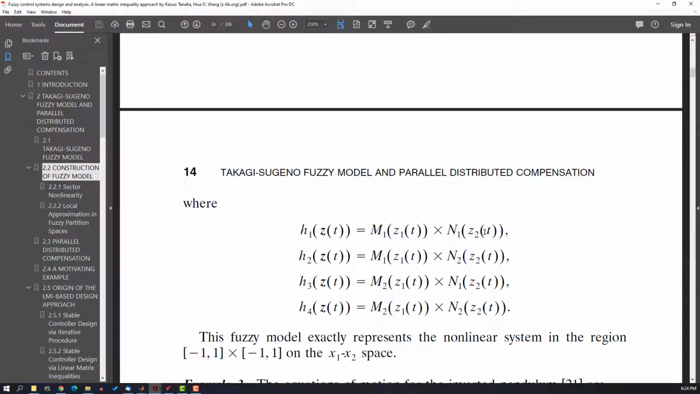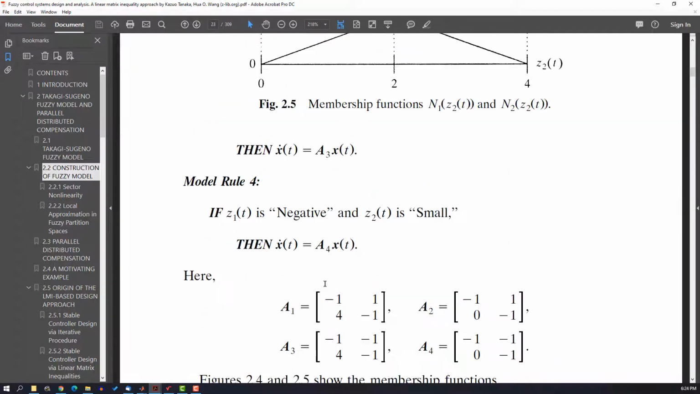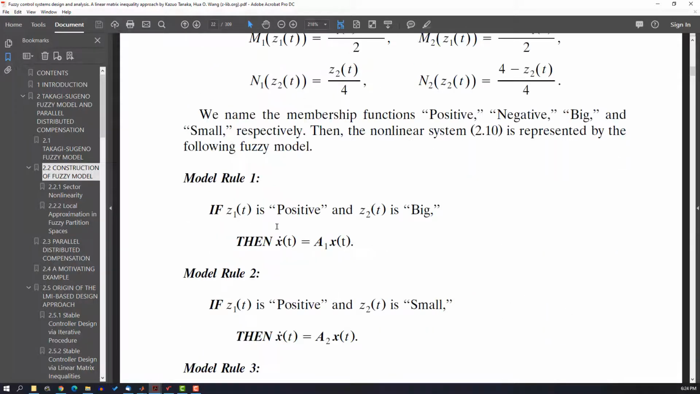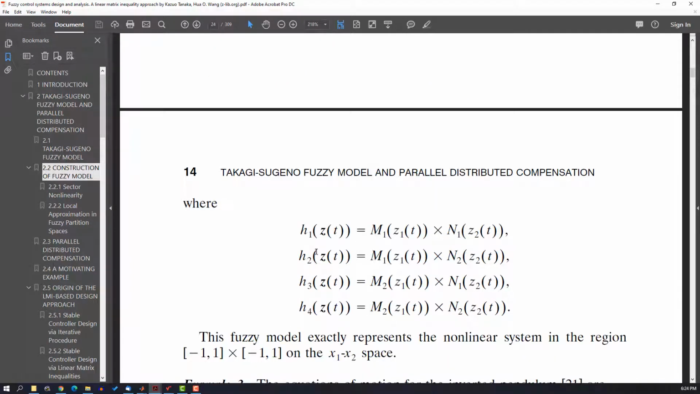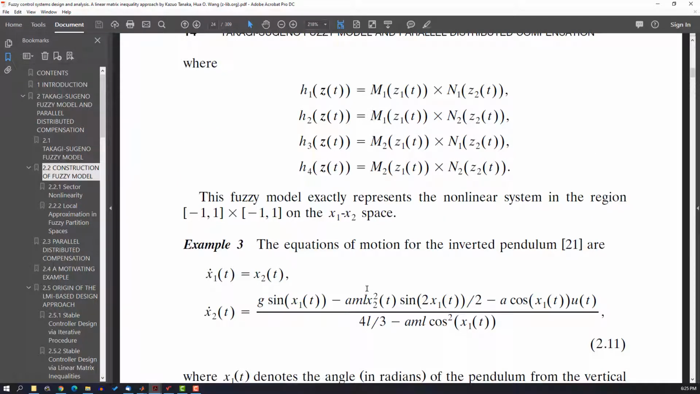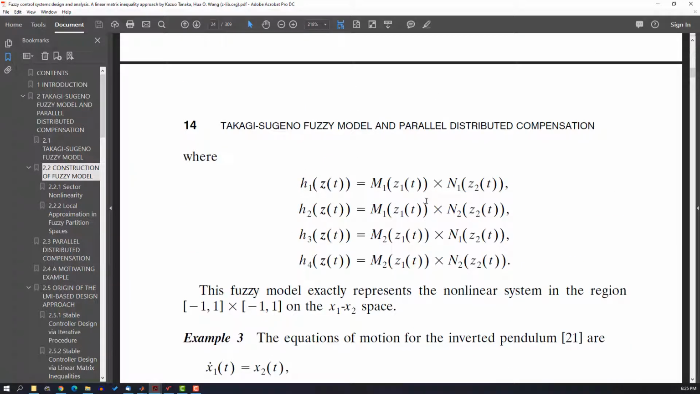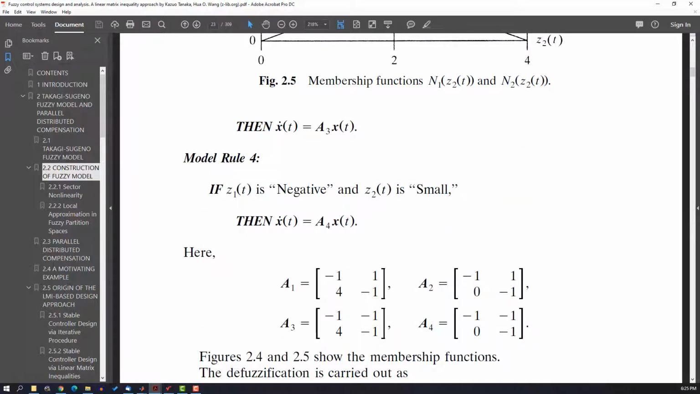And why do we have this? For the first one, H1 will be this one. It depends on the rule you set here. It's maximum and maximum, so it will be N1 and N1. You see? The same for A2, A3, A4. So just follow this example, you understand.